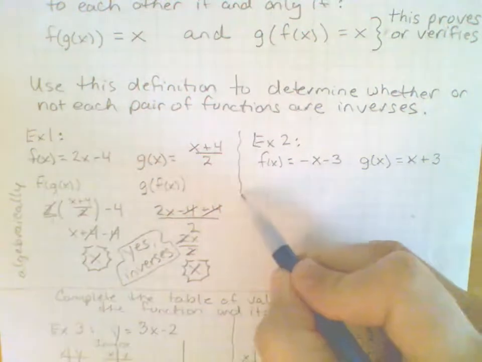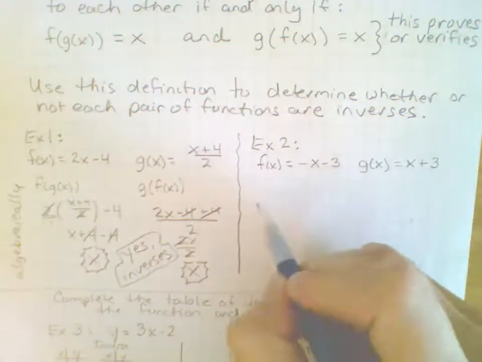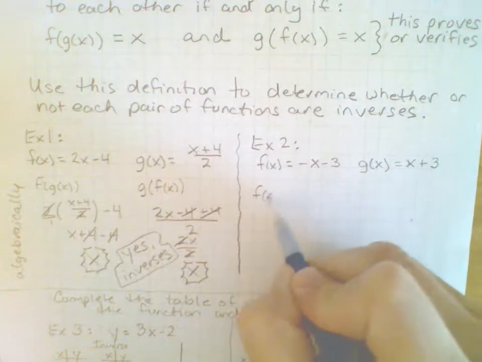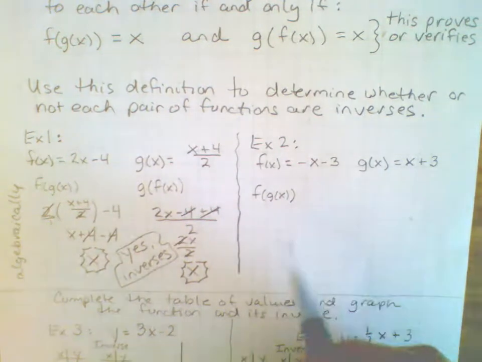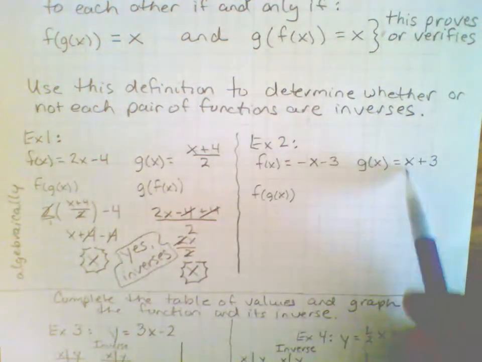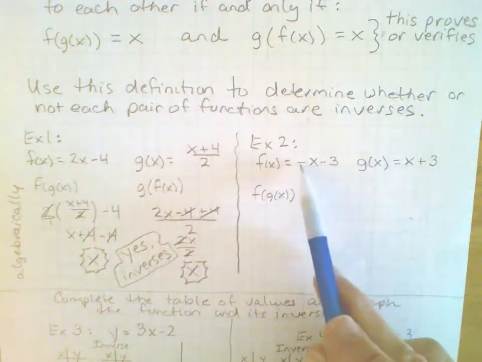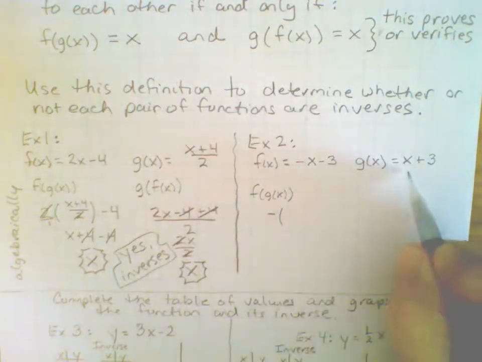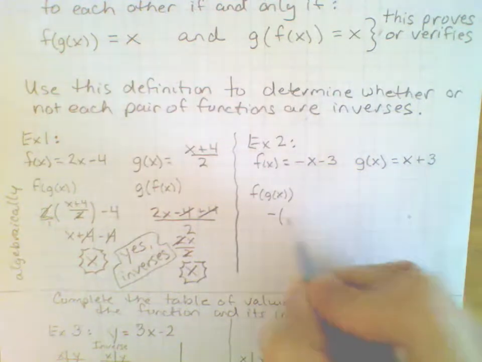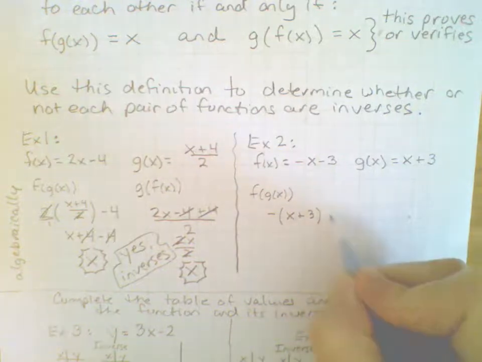Okay, now let's try the second one. I'm going to do the same process. I'm going to do f of g of x first. And it doesn't really matter. You can do g of f of x first if you want to. So I'm going to take function g, which is the x plus 3, and I'm going to plug it into function f in place of the x. So I'm going to keep this negative right there. So I'm going to put that g function in parentheses. So when I plug in this x plus 3, I'm going to group it. And then I've got a minus 3 still.